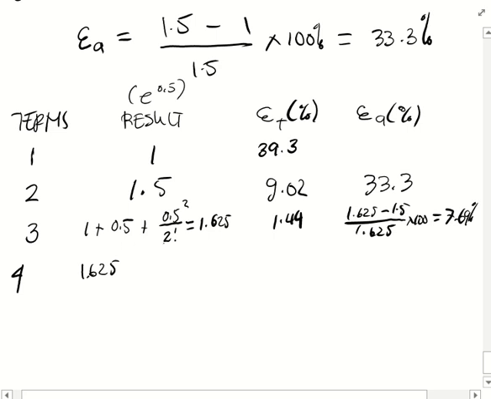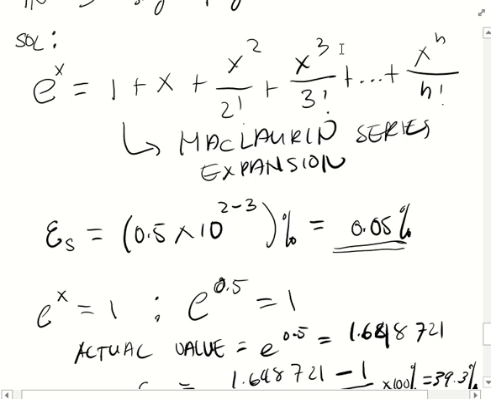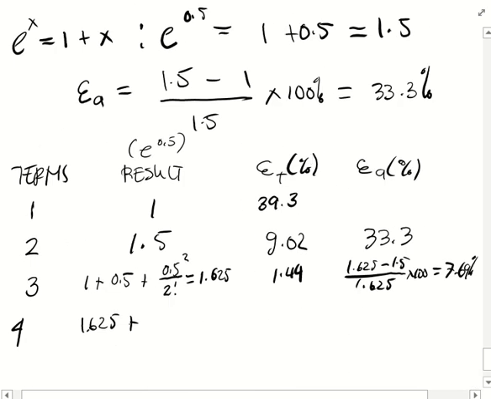That's 1 plus 0.5 plus 0.5 squared divided by 2, and I add the next term, which is x cubed over 3 factorial. So this will be 0.5 cubed divided by 3 factorial. What is 3 factorial? 3 times 2 times 1. So that's equal to 6. And the result here will be equal to 1.645833333. So that's the result.